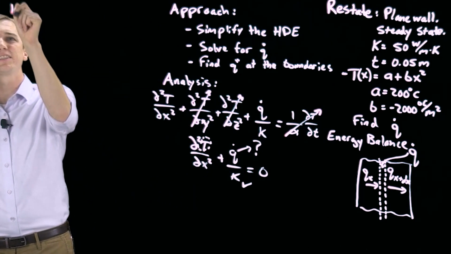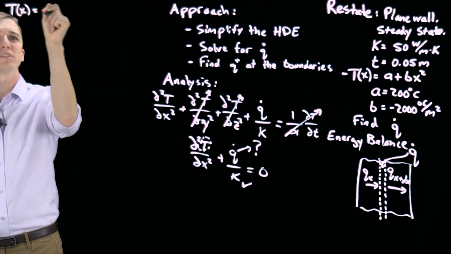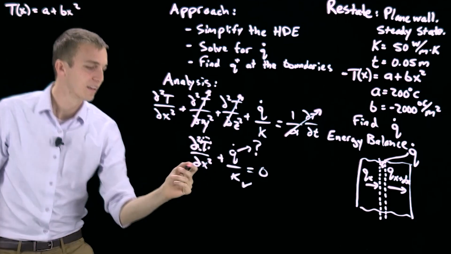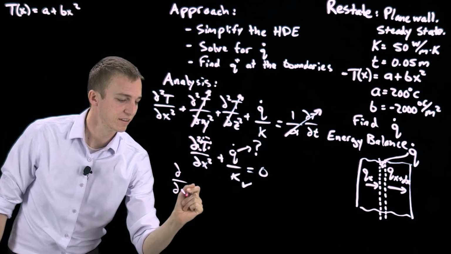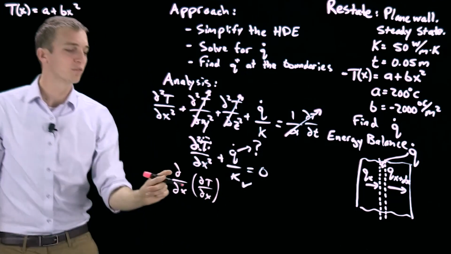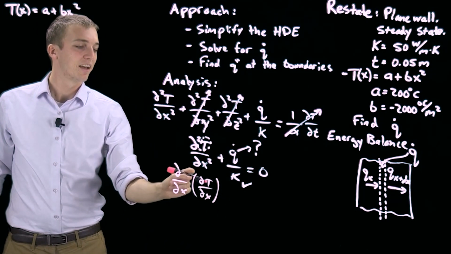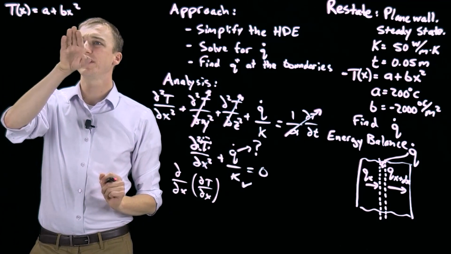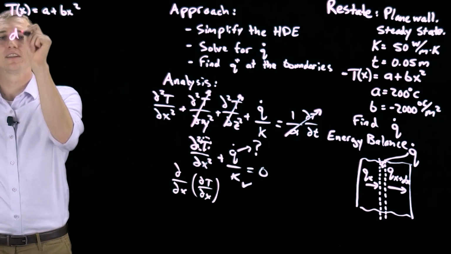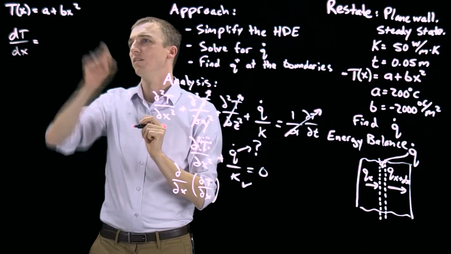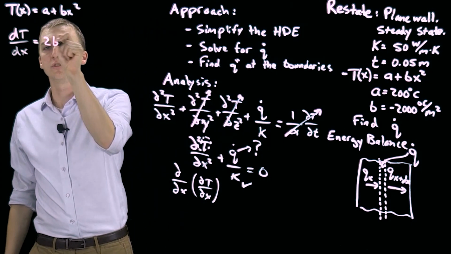With T of x equal to A plus Bx squared, this can be rewritten like this, or the derivative with respect to x of the derivative of T with respect to x. So with this equation, we're going to first take one derivative, dT dx, which is 2Bx.